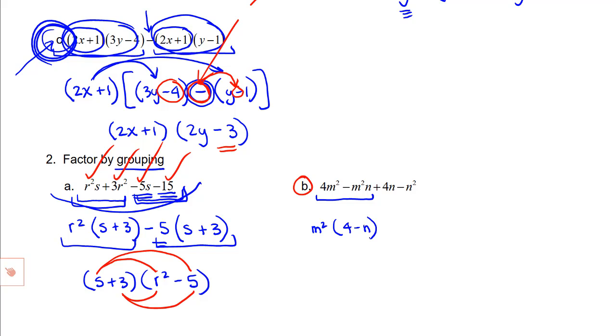Now, side comment. I know you'd rather write n minus 4. That just doesn't look right, does it? Don't do it. Don't do it. Leave it. Just leave it, okay?